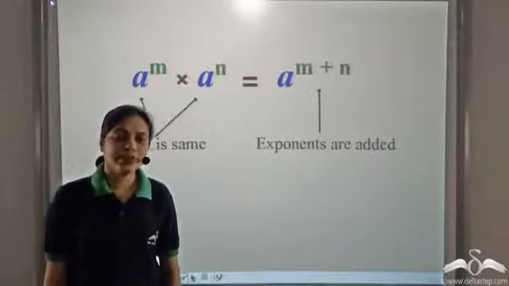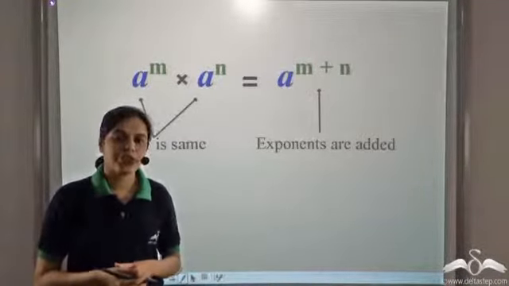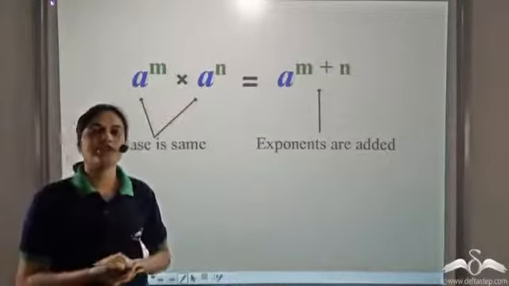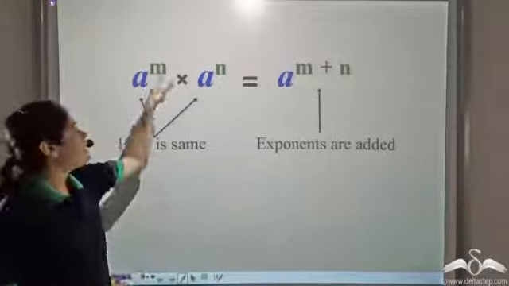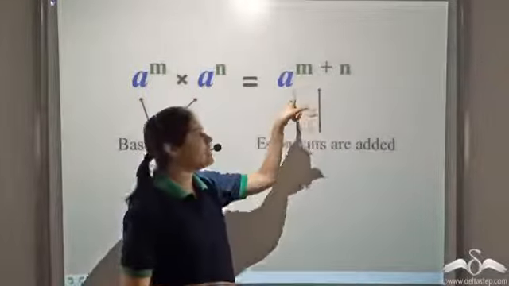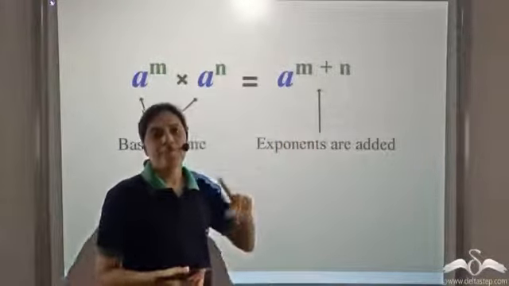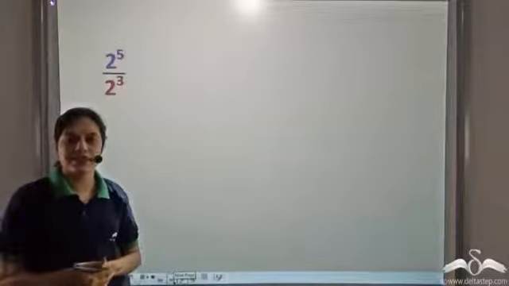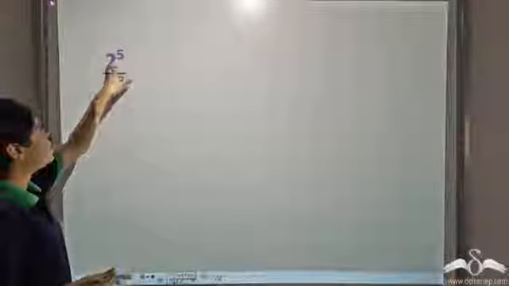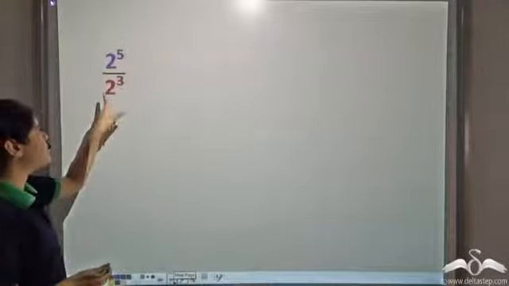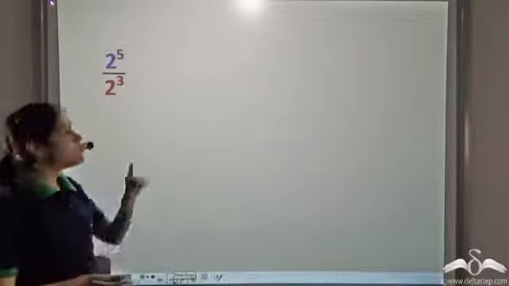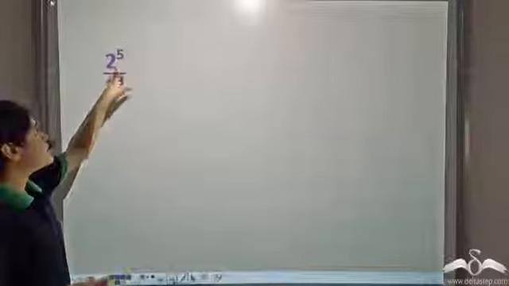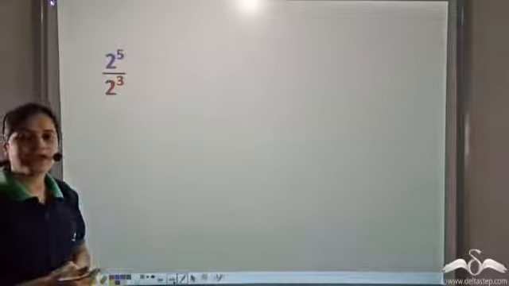We have already learned the law of multiplication of exponentials. So when two exponentials with the same base are multiplied, their powers get added and the base remains the same. But what happens if two exponentials with the same base are divided? Let us see. We have 2 to the power 5 divided by 2 to the power 3. So these are two exponentials with the same base 2. This has power 5, this has power 3.